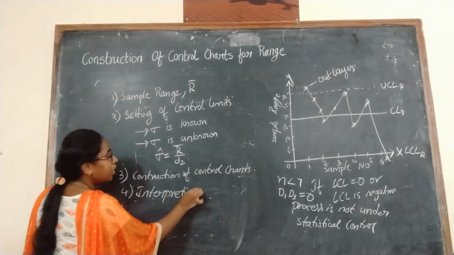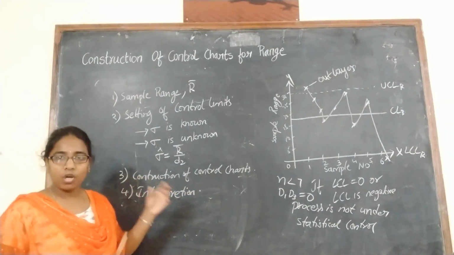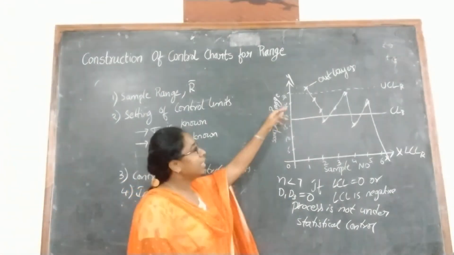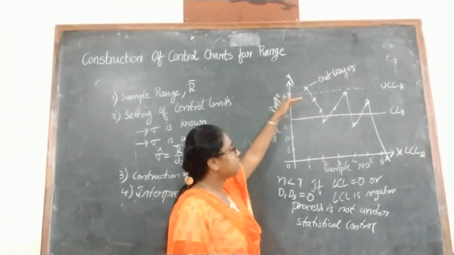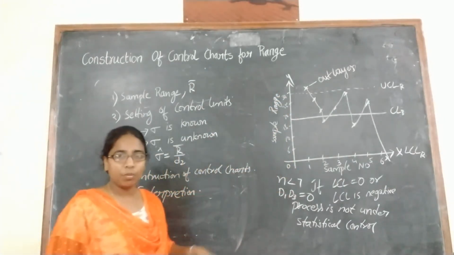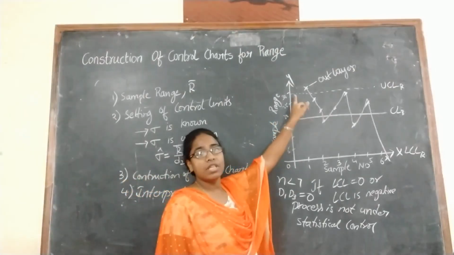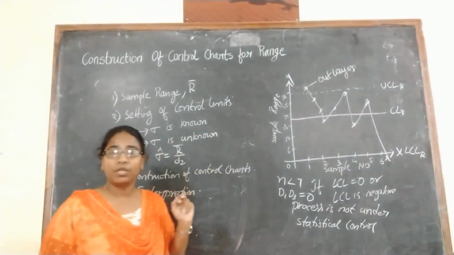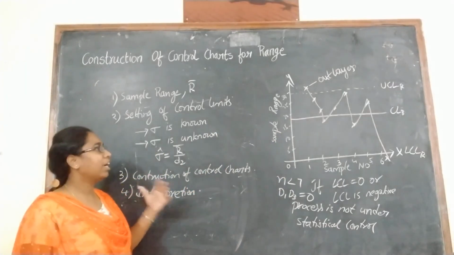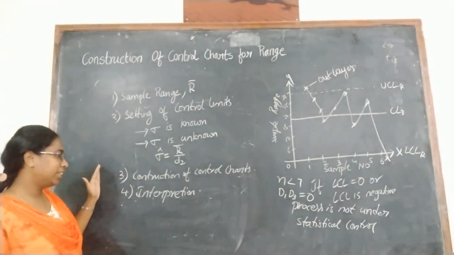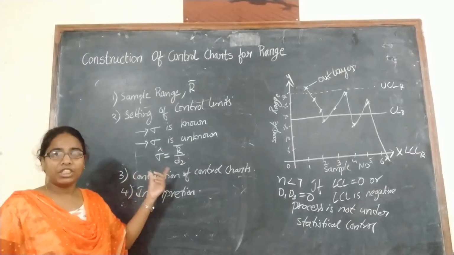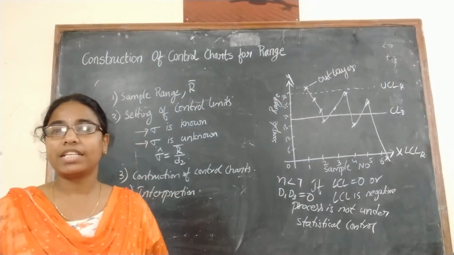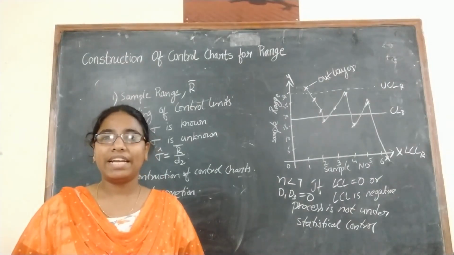So by seeing the control charts, you will be interpreting the process, whether that process is under control or not. If all the sample range values are within the UCL and LCL, then the process is said to be under control. If any value goes above the UCL or below the LCL, then that process is said to be not under statistical control. So this is all about range chart. It is very similar to our mean chart also. So in our next class, we are going to study about the third chart, that is the sigma chart or the standard deviation chart.